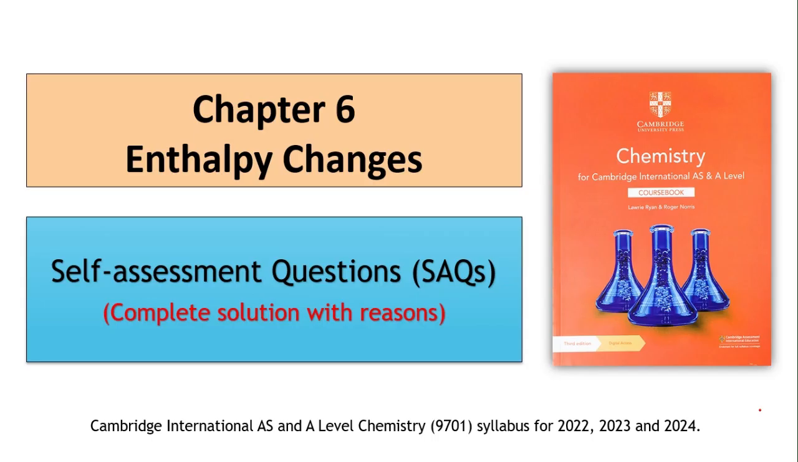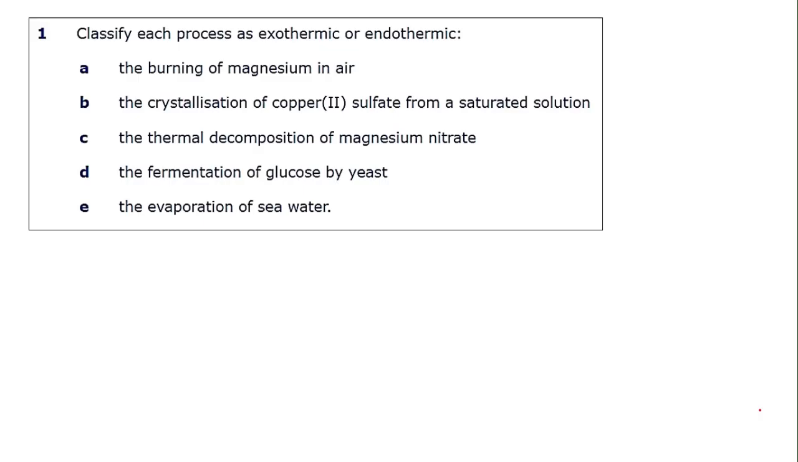Hey guys, so we are starting Cambridge International AS and A levels chemistry coursebook, and in this video we are going to cover self-assessment questions of chapter 6, Enthalpy Changes. Question number 1. Classify each process as exothermic or endothermic process.